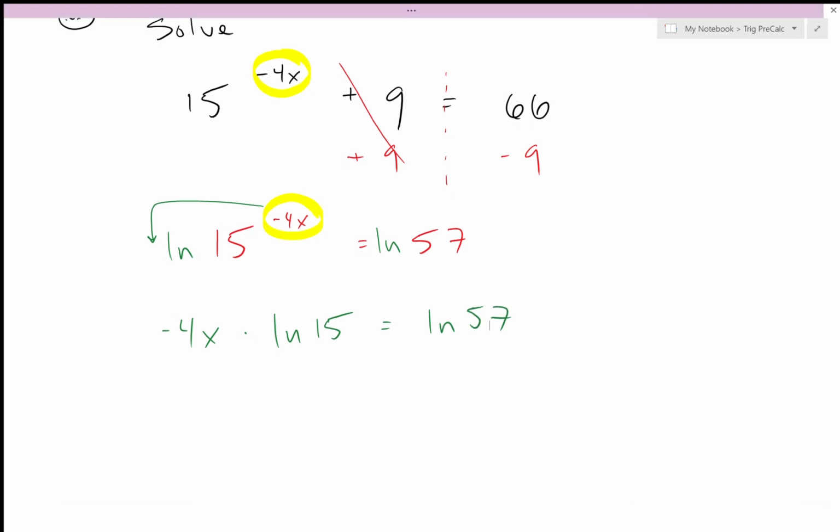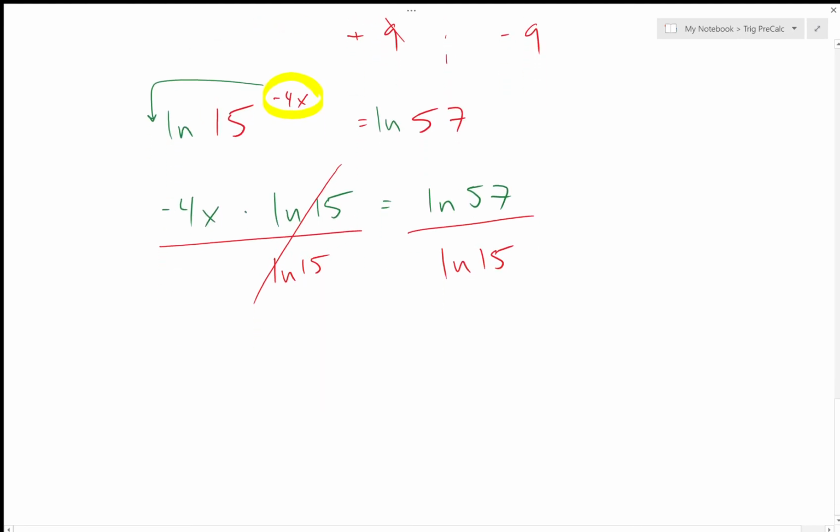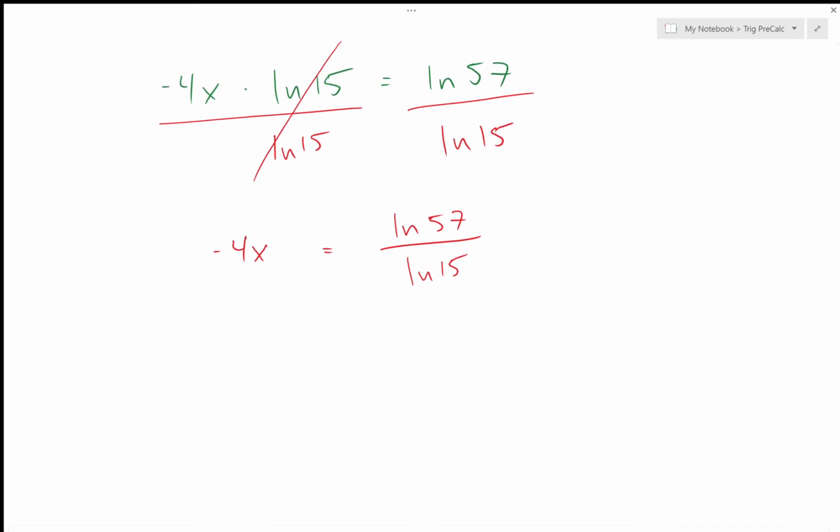Okay, so I still want to get the x by itself. I'm going to divide off this ln 15 onto both sides. So I've got a negative 4x equals ln 57 over ln 15. Alright, so you could do calculator now, you could do calculator later. Eventually I will need to divide this negative 4 off, and I don't want to make a triple fraction over here, so I'll do that in a little bit.